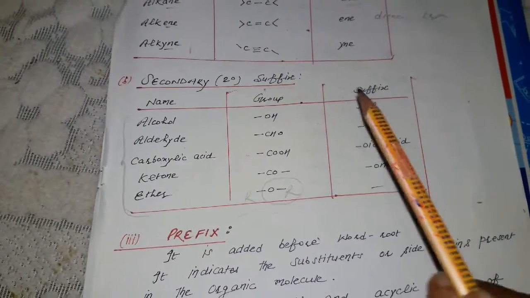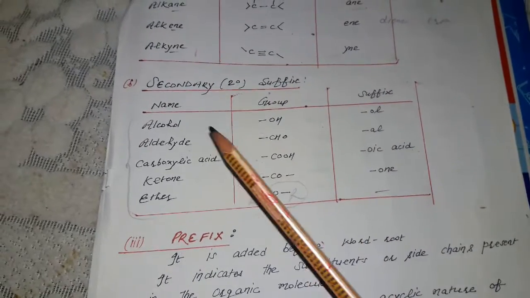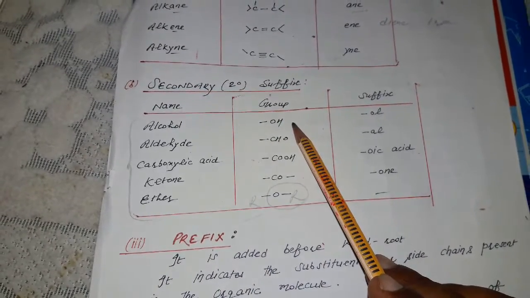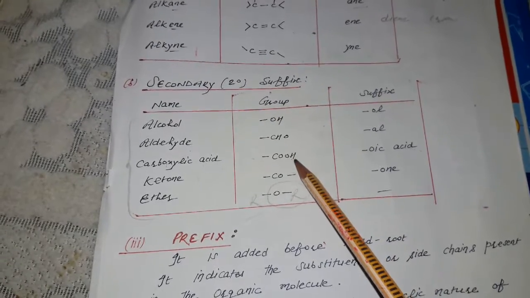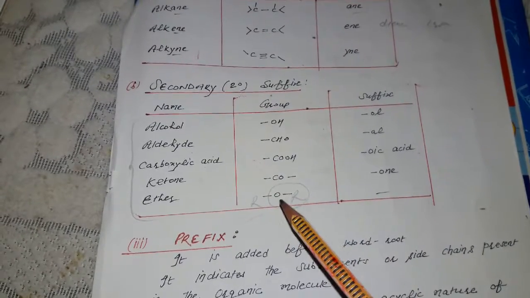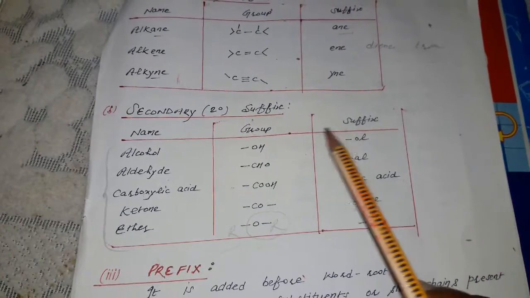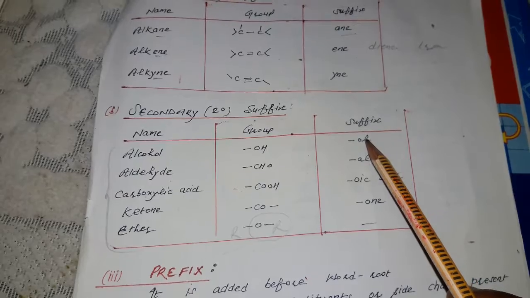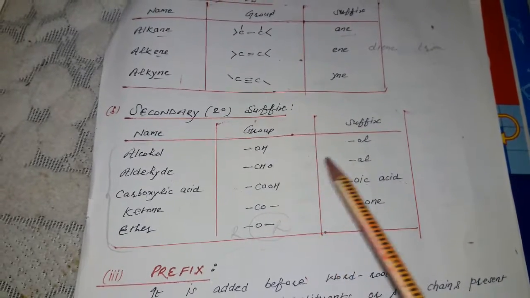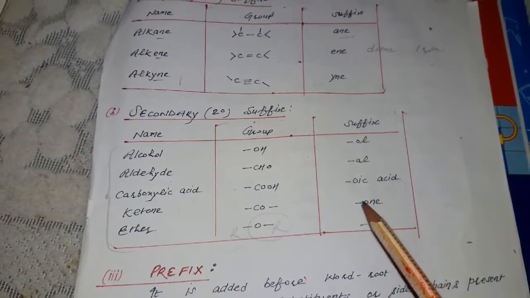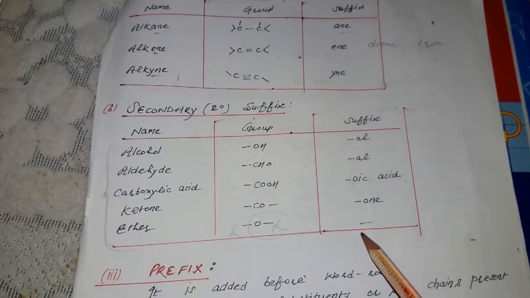Secondary suffixes are actually the main functional groups: alcohol, aldehyde, carboxylic acid, ketone and ether. So OH is the alcoholic functional group, CHO is aldehyde, COOH is the carboxylic functional group, CO is ketonic, and ROR or simple O represents ether. So for alcohol in the IUPAC naming we use the suffix ol, for aldehyde al, for carboxylic oic, for carbonyl one, and for ether we use no suffix.